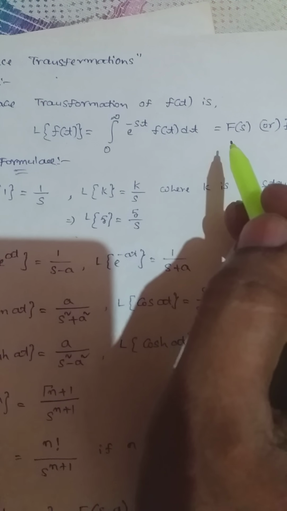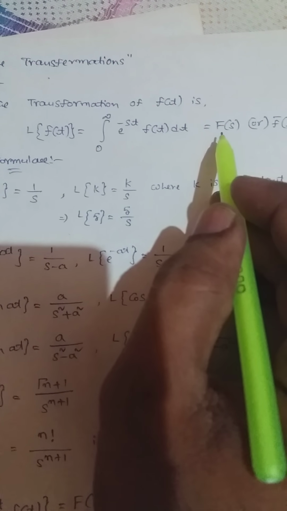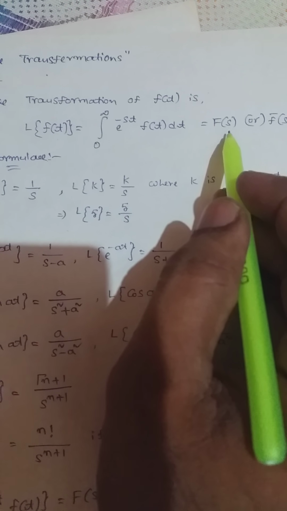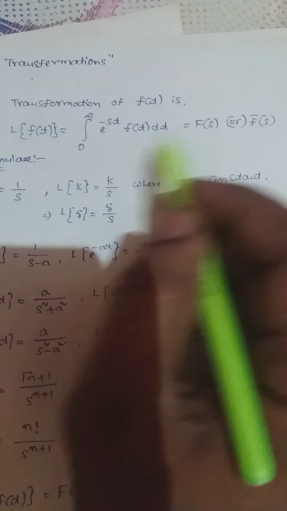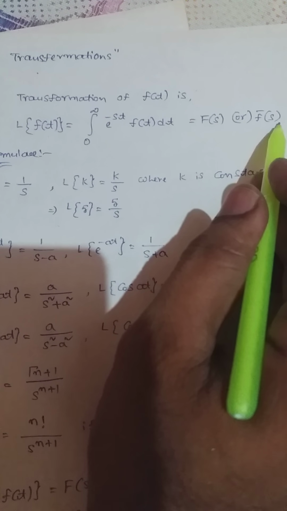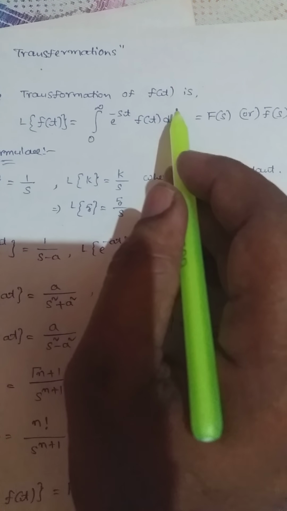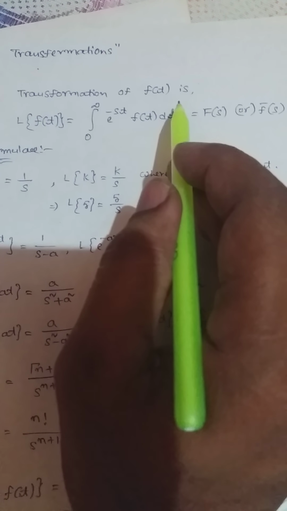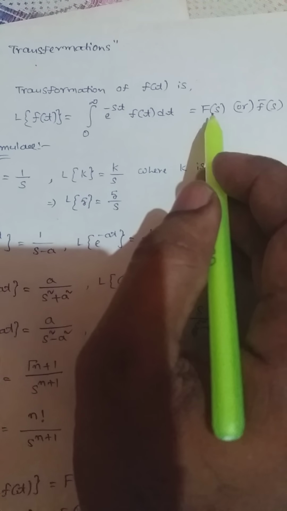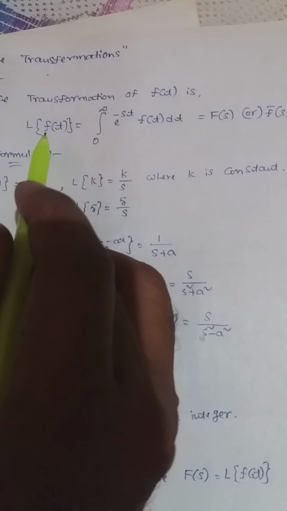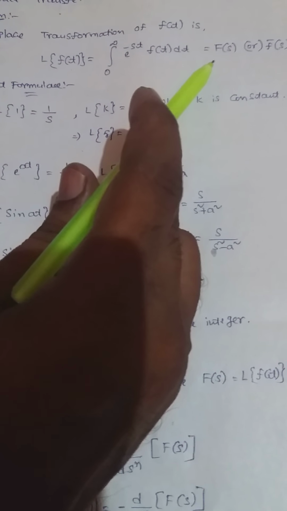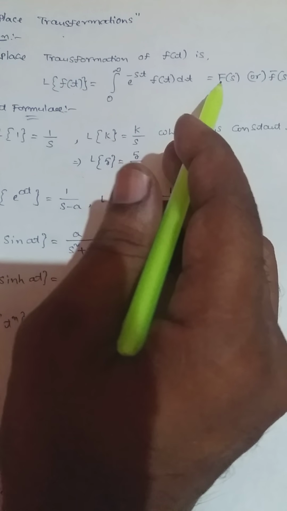We represent it as capital F, because we are finding the Laplace of small f, and the answer is denoted as capital F, and the term will be in terms of s. Therefore I denote that answer, which is in terms of s, as capital F of s, or since small f is there, you can use f bar of s. The term which is in terms of s we denote as capital F of s, and the term for which we find the Laplace transform we denote as small f of t. These notations are also important, and here I'm using the notation capital F for small f.